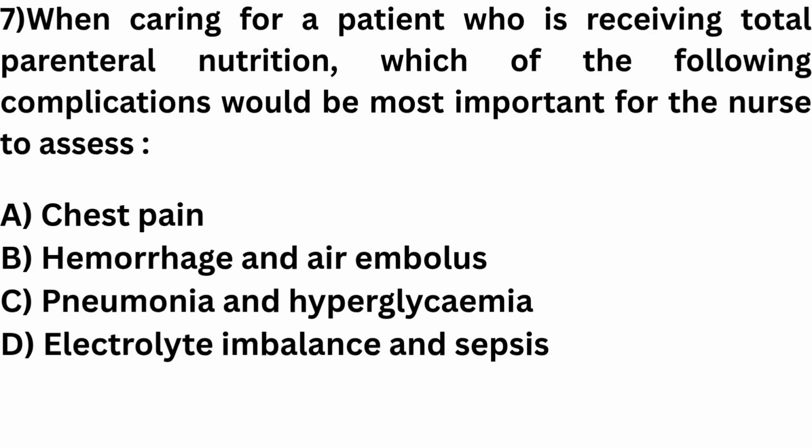7. When caring for a patient who is receiving total parenteral nutrition, which of the following complications would be most important for the nurse to assess? A. Chest pain. B. Hemorrhage and air embolus. C. Pneumonia and hyperglycemia. D. Electrolyte imbalance and sepsis.